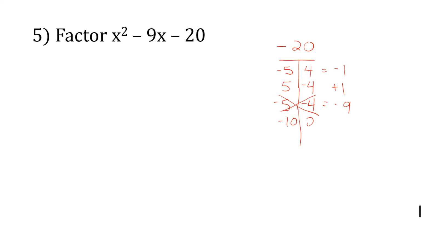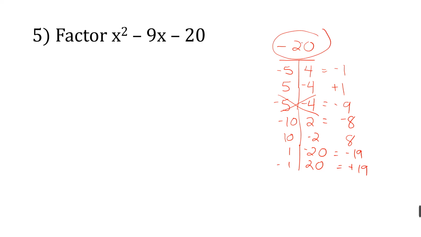So say we look at negative 10 and 2, we get negative 8. Positive 10, negative 2, we get positive 8. 1 and 20, we have to make one of them negative. This would give us negative 19. Negative 1 and positive 20 would give us positive 19. Now, if I have exhausted the list of all of the factors of 20, I've done all the possible combinations, and I don't get the correct answer, that means that we can't factor this quadratic trinomial.